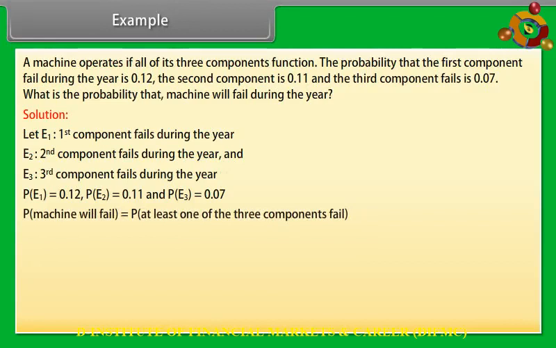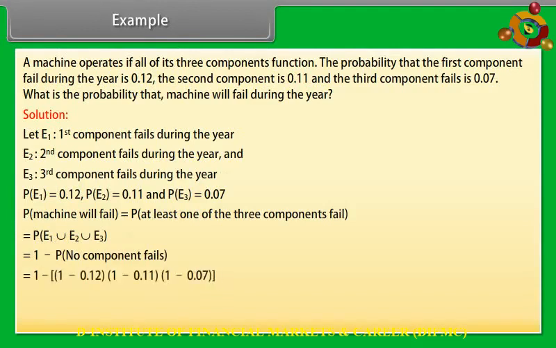P(machine will fail) is equal to P(at least one of the three components fail) is equal to P(E1 union E2 union E3) is equal to 1 minus P(no component fails) is equal to 1 minus (1 minus 0.12) into (1 minus 0.11) into (1 minus 0.07) is equal to 1 minus 0.88 into 0.89 into 0.93 is equal to 1 minus 0.7284 is equal to 0.2716.